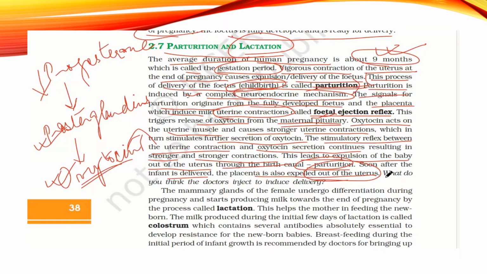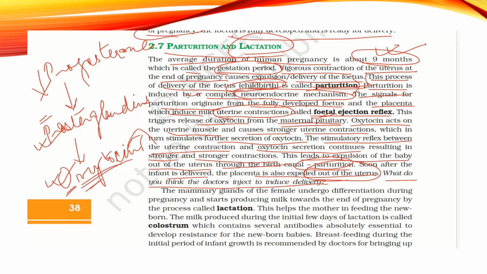So what do you think the doctors inject to induce delivery? The same thing. First of all, prostaglandins are injected, then they do a test to see how much the cervix has opened. If it is not happening, then they inject another form of oxytocin, which is not natural, obviously a medicinal form.